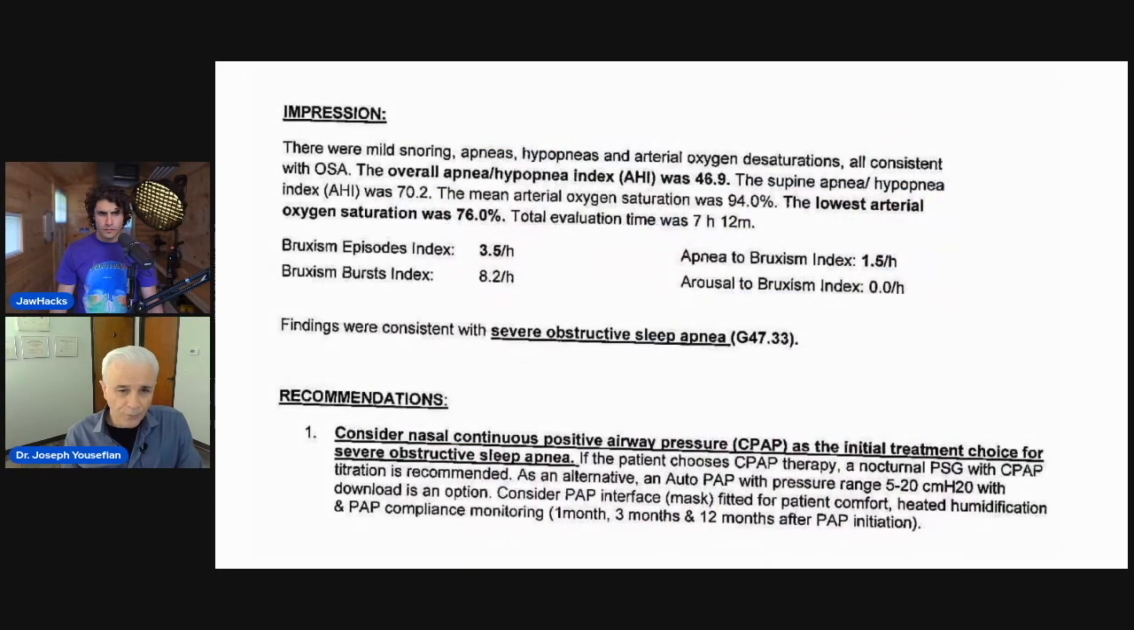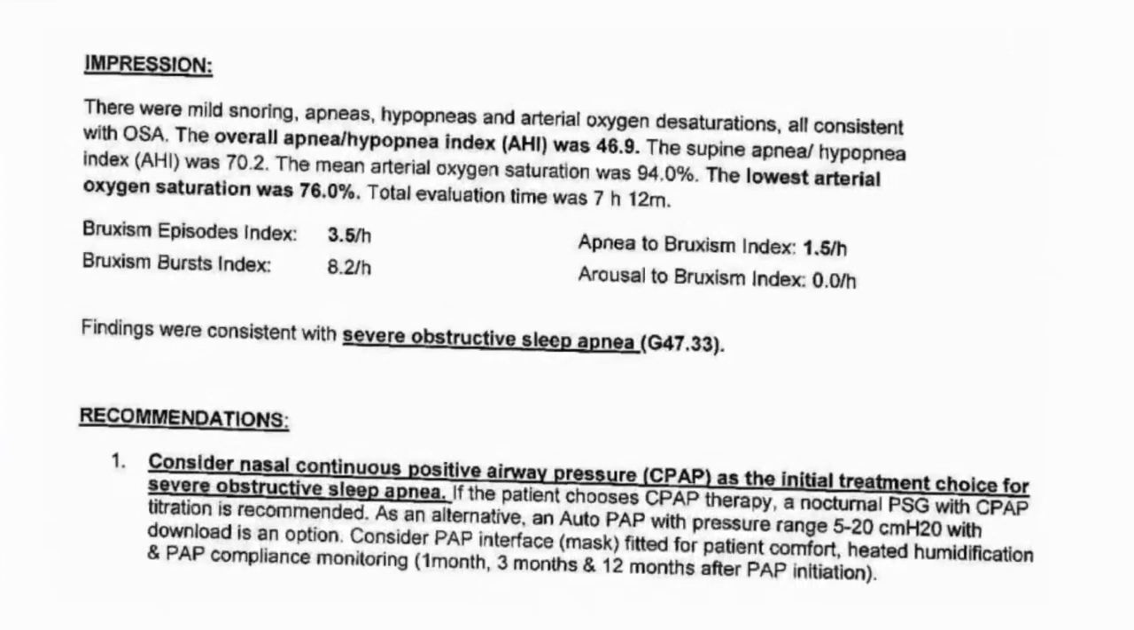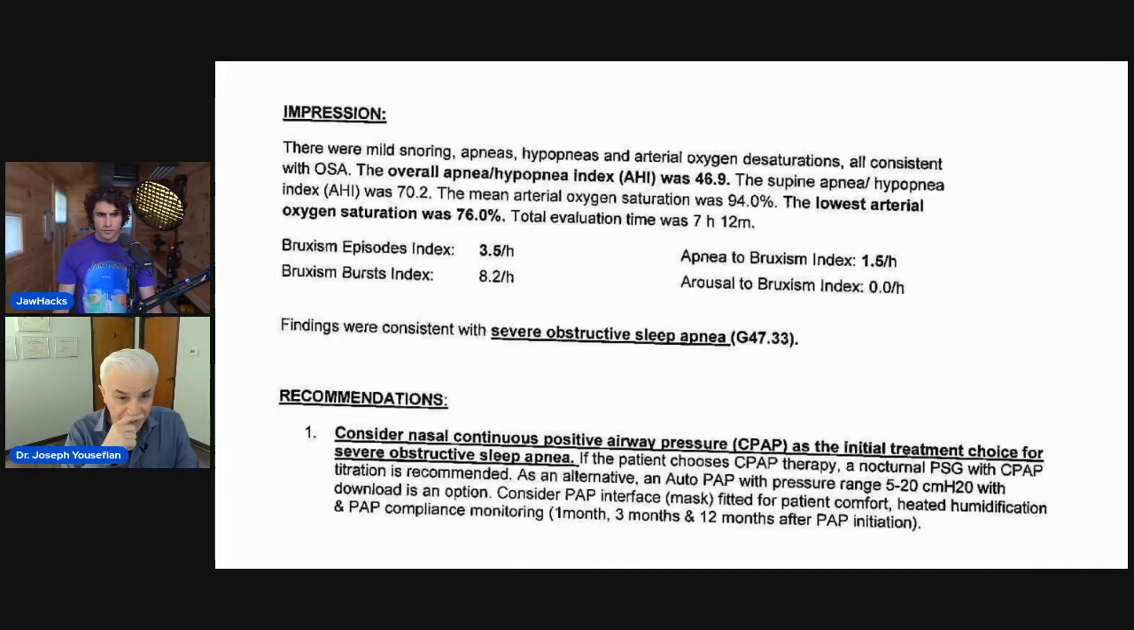And just to familiarize the audience, AHI, apnea hypopnea index, is the number of times per hour that they completely stop breathing or partially stop breathing. Five, they say that is mild sleep apnea. Under 5 is normal. 16 to 30 is moderate. Above that is severe. This patient overall is 46.9. On his back, it is 70. This is a super severe sleep apnea.